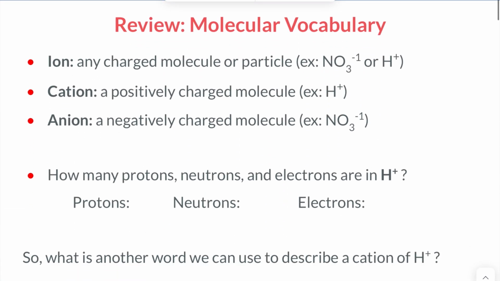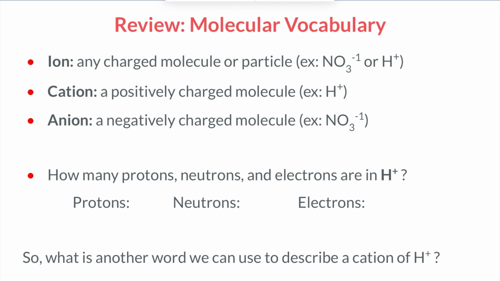So a review of some of our molecular vocabulary. Remember, an ion is any charged molecule or particle. We could have a charged polyatomic or just maybe a charged atom like hydrogen. If something has a positive charge, that is called a cation. So hydrogen with a positive 1 charge is a cation.